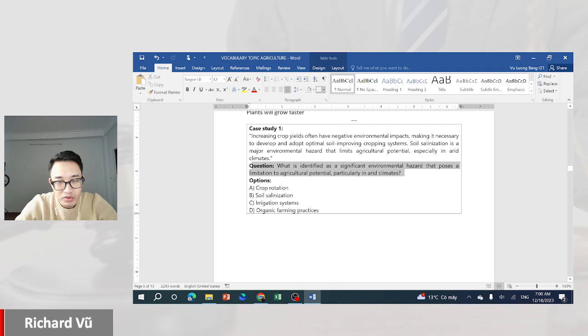So, question here: what is identified as a significant environmental hazard that poses a limitation to agricultural potential, particularly in arid climates? Which one is the correct answer? Option A, crop rotation. B, soil salinization. C, irrigation system. Or D, organic farming practices.